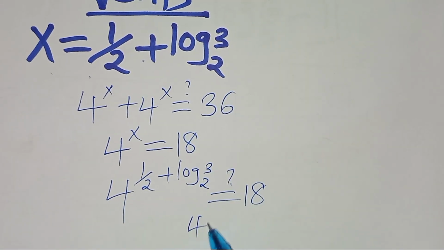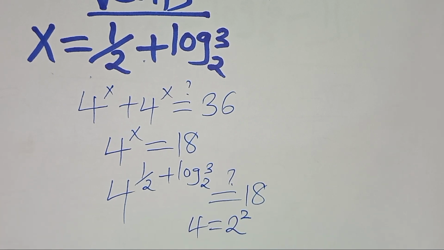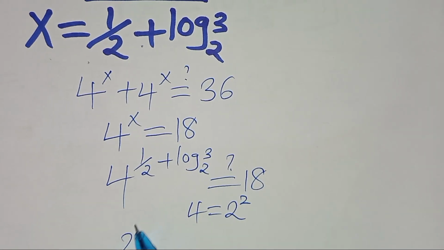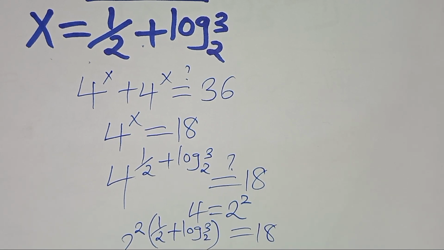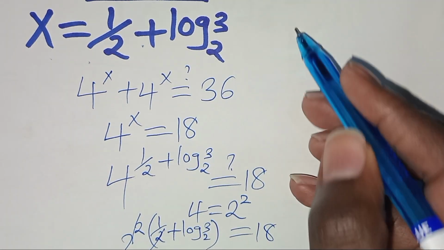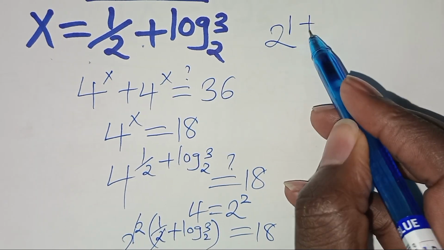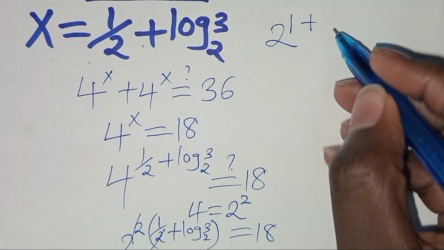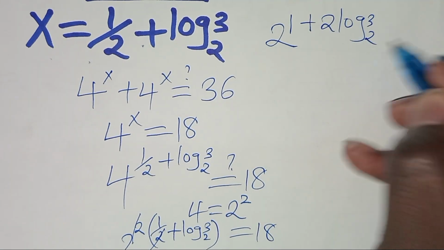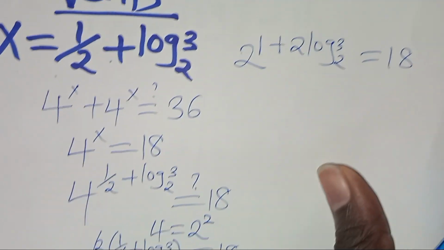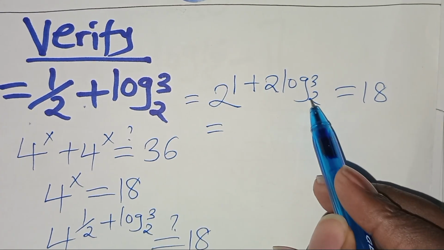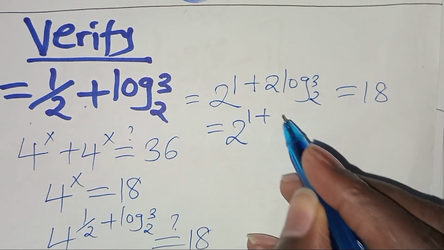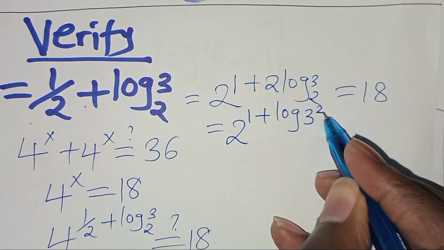So we can express 4 basically as 2 to power 2. So this means that we will have 2 to power 2 multiplying by half plus log 3 to base 2. This is equal to 18. So let's simplify here, so that now we'll have 2 to power 1 plus 2 times log 3 to base 2. This becomes 2 log 3 to base 2. This is equal to 18. So now that means that 2 to power 1 plus 2 log 3 to base 2, this is the same thing as 2 to power 1 plus log 3 to power 2 to base 2.